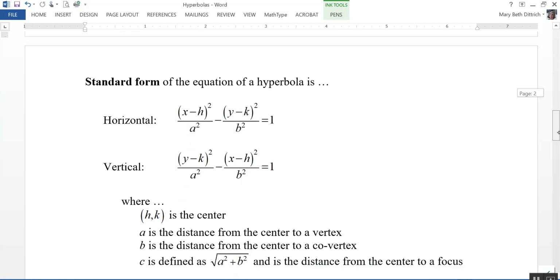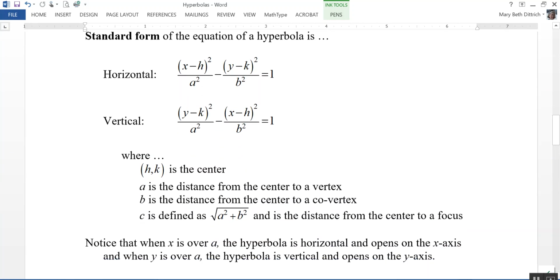Standard form of the equation of a hyperbola is similar to that of an ellipse, but you'll notice that it has a minus in the middle here. So the quantity x minus h squared over a squared minus the quantity y minus k squared over b squared equals 1 if it's horizontal. If it's vertical, the quantity y minus k squared over a squared minus the quantity x minus h squared over b squared is equal to 1. And again, (h, k) is going to be the center.